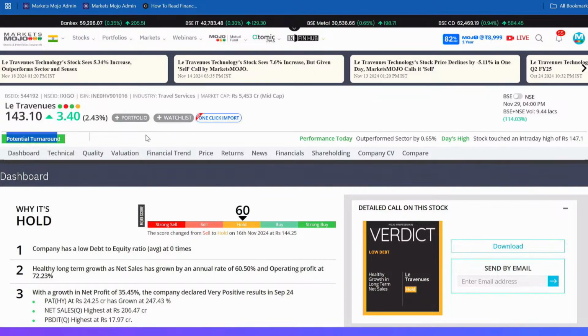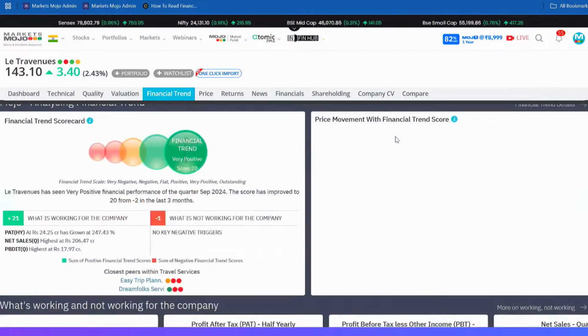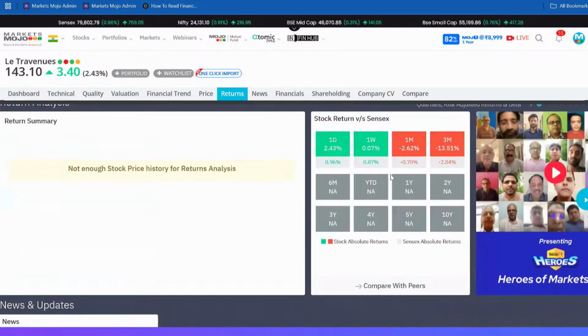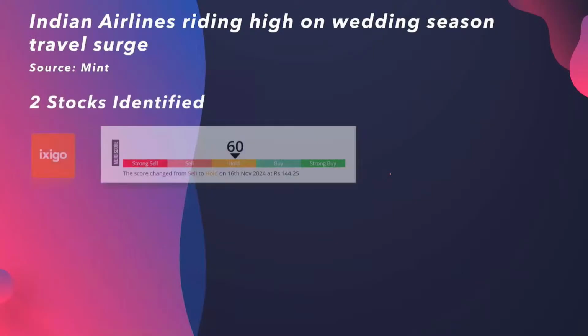I'm not saying it's a hidden turnaround, but when you look at the financial trend of this stock over here, from a negative financial trend, it has moved up to 20 very sharply. Very recently listed company, it's not even a year old, but this is something I would keep an eye on. Okay, Ixigo here with a score of 60, and another company.